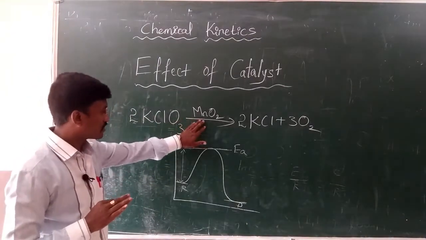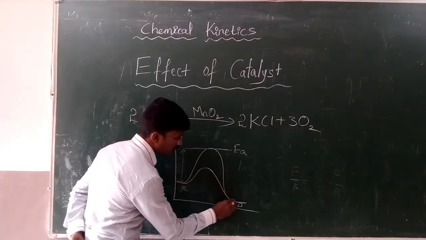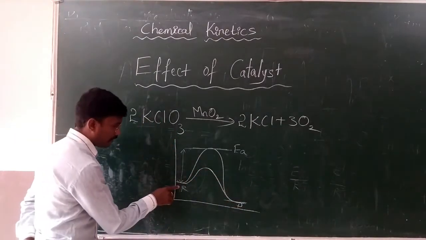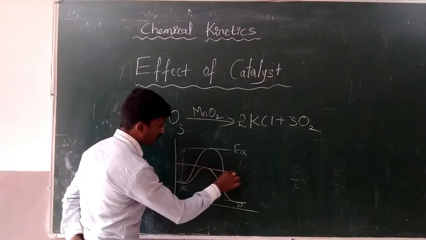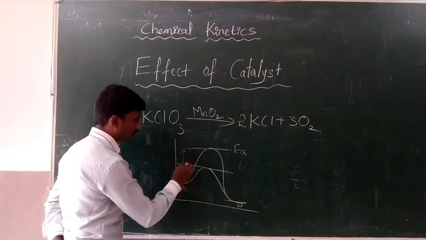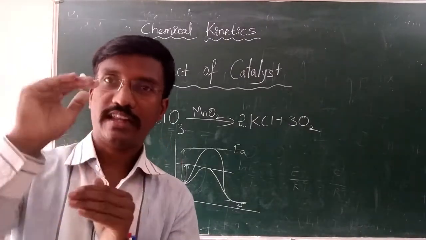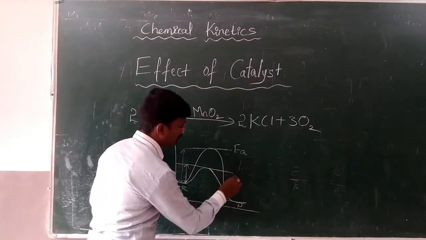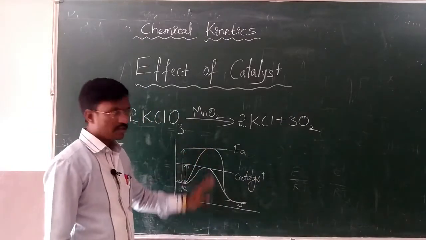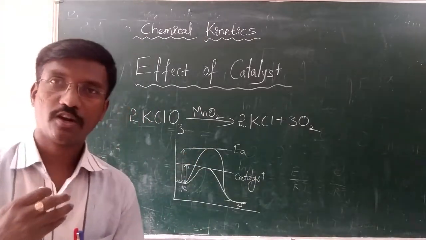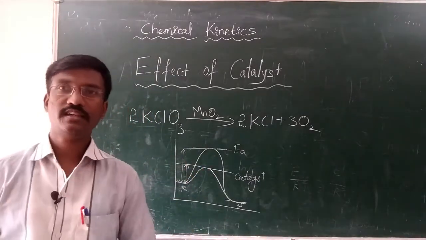If we use the catalyst, the catalyst reduces that activation energy. The same reactant goes to the same product, but the amount of energy required to make the reactant active is reduced. The energy to be supplied to the reactants to form the product is reduced only in the presence of the catalyst. If we do not use a catalyst, we need to supply more energy to the reactant to form the activated complex.